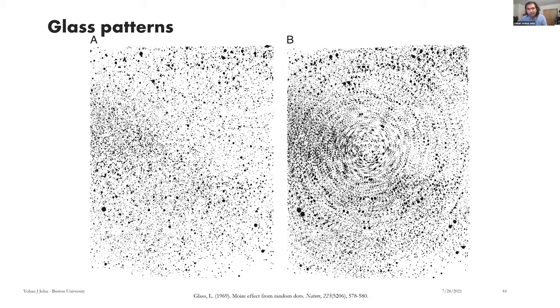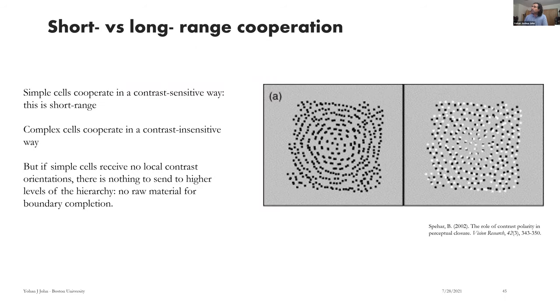That's interesting enough in itself, but not too hard for Steve's model, as I already specified, to talk about. But there's some subtleties to this that Steve's model also treats quite well. When you do this, if you flip the dots for one of the patterns, so turn one from black to white on a gray background, you don't get the circular patterns anymore. And here Steve gets to whip out the fact that simple cells care about the contrast orientation. Complex cells don't, but where do they get their input from? The simple cells. So if simple cells don't have clear orientation patterns to contribute to further parts of the system, then you won't get the input to subsequent stages of the system that complete boundaries. Yes, no raw material for boundary completion.